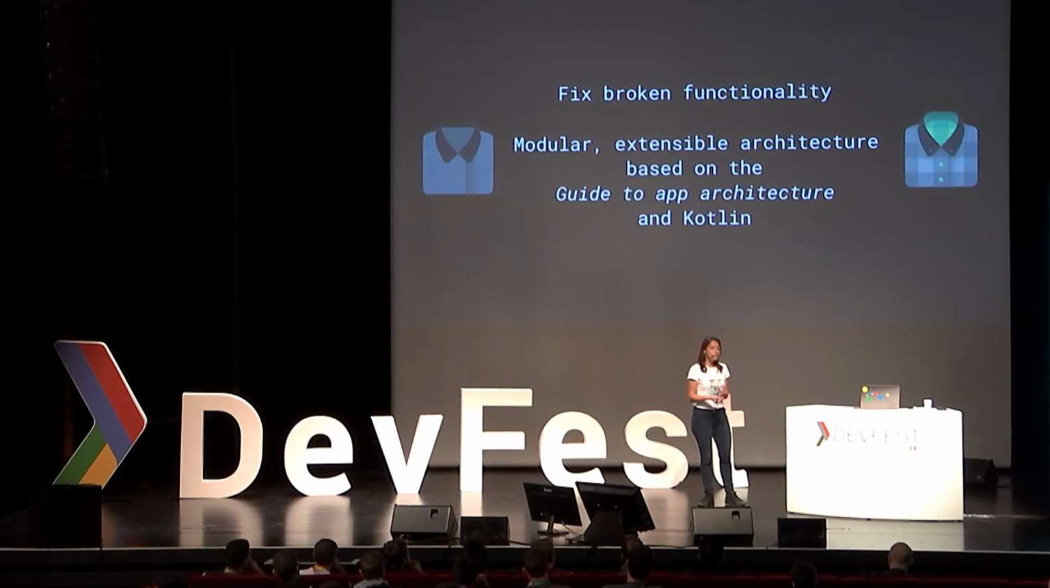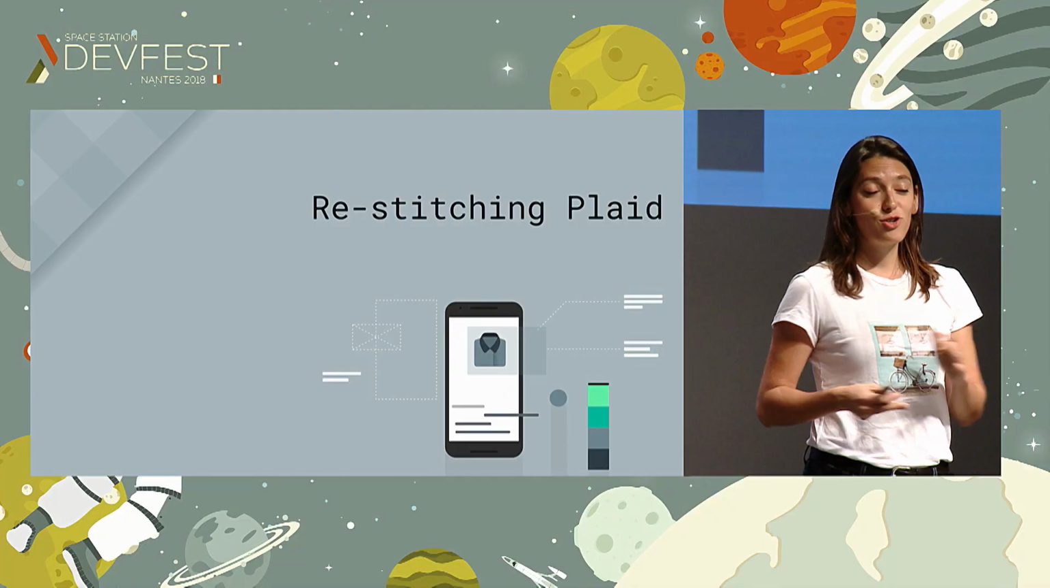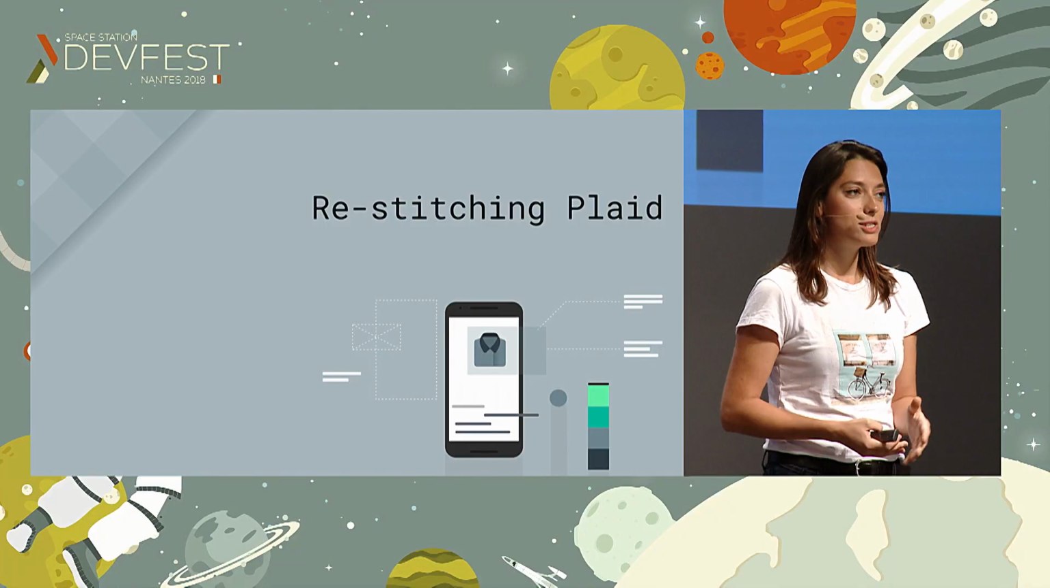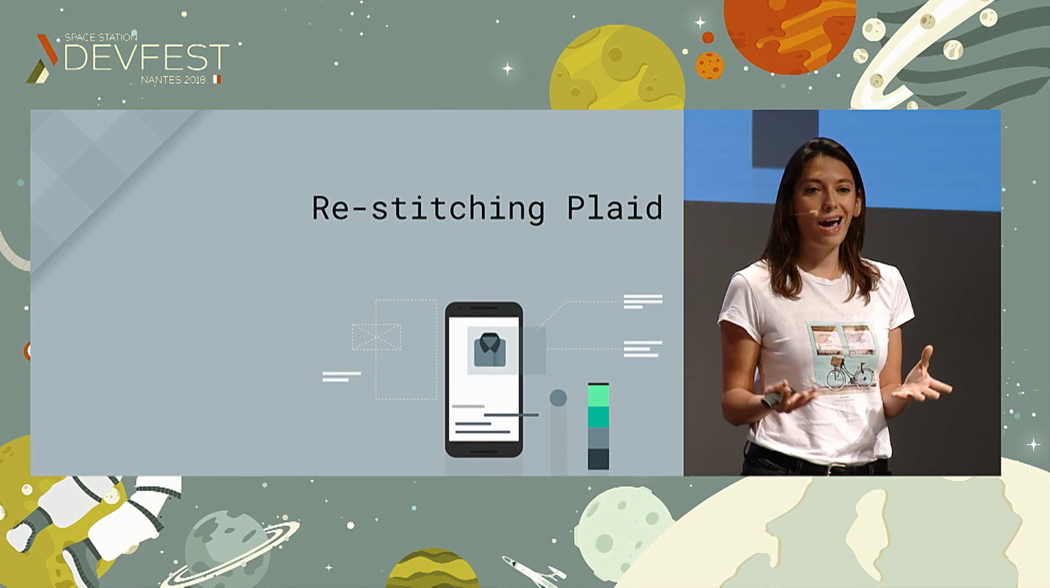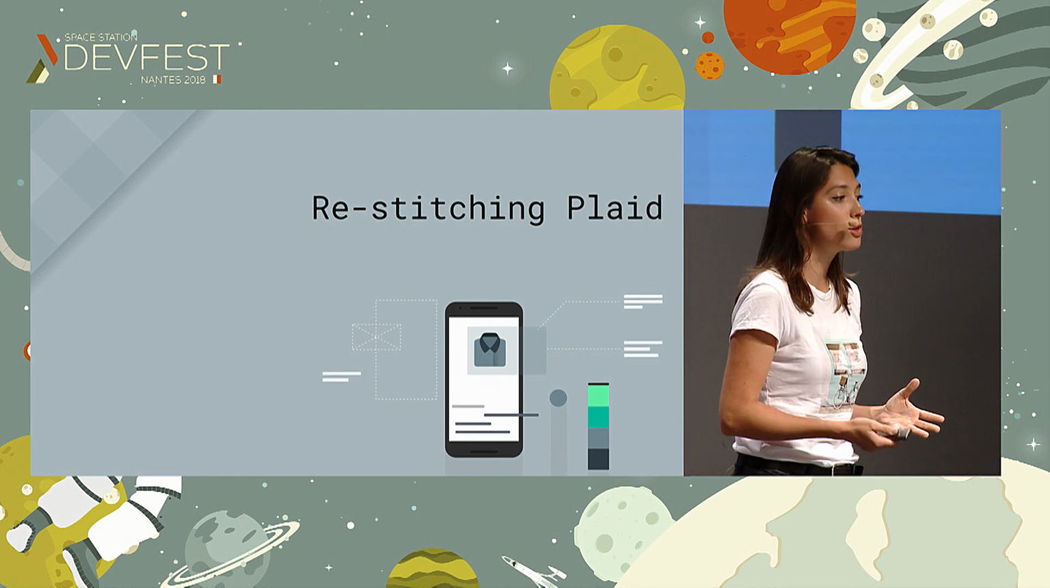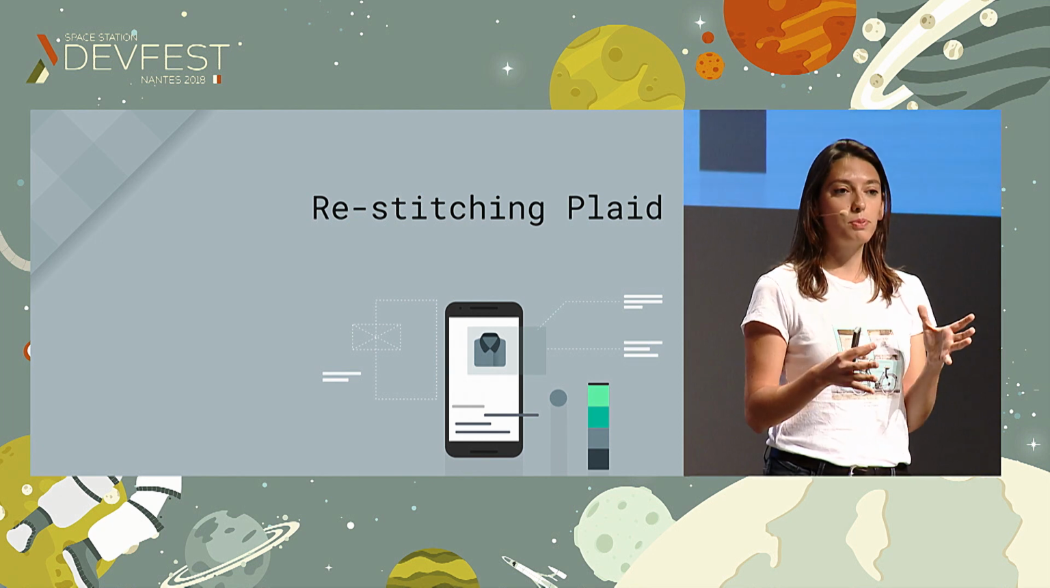We weren't talking about Kotlin. We weren't talking about that much about extensibility and modular architecture. So we decided that that can be a secondary goal for us, to build this modular, extensible architecture based on the Guide to App Architecture that we released last year, and of course, with Kotlin. You know how it is, you should measure twice and cut once. So before we started re-architecting everything, we decided on how things should look like. So we decided to create a vision of how our code should be.